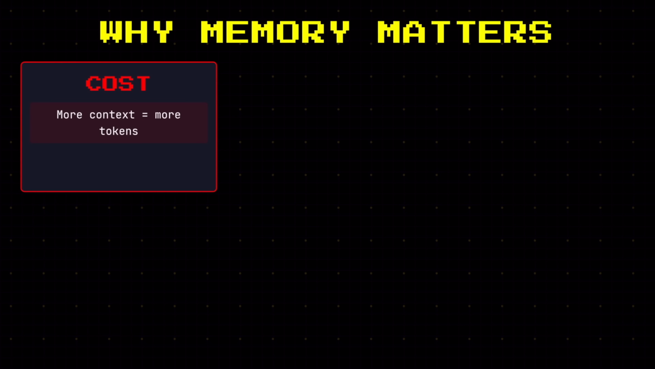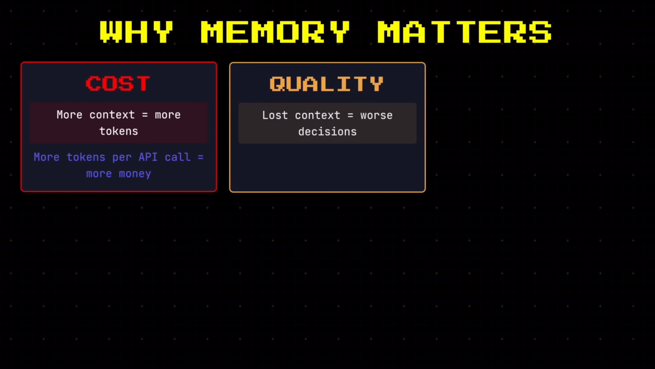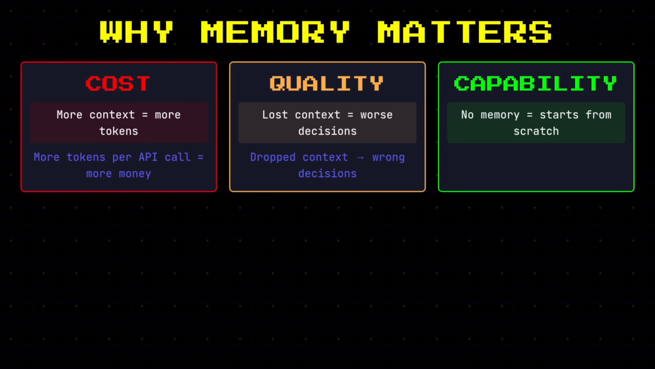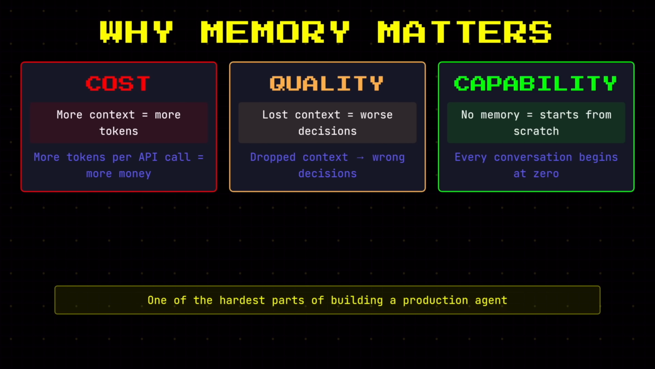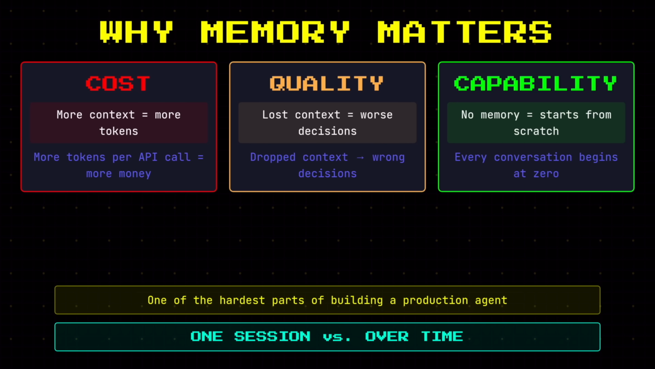Memory management directly affects cost. Larger context means more tokens per API call, which means more money. It affects quality too, because if important context gets dropped, the agent makes worse decisions, and it affects capability. Without persistent memory, every conversation starts from scratch. Building a good memory system is one of the hardest parts of building a production agent. It's the difference between an agent that feels smart for one conversation and one that feels smart over time.